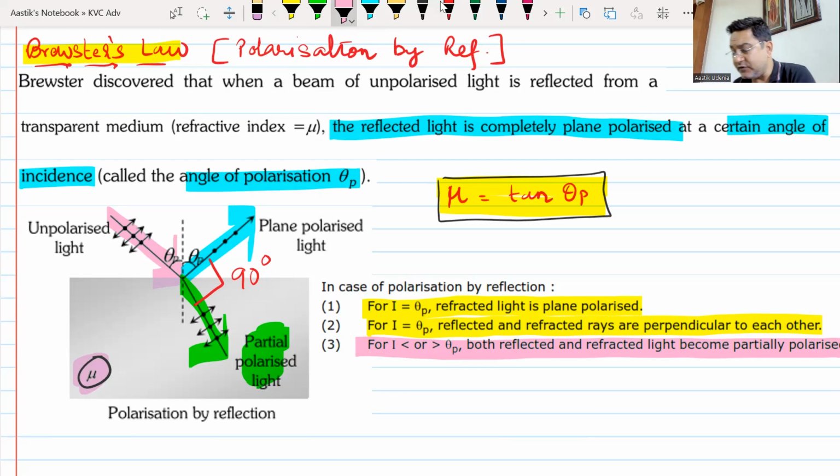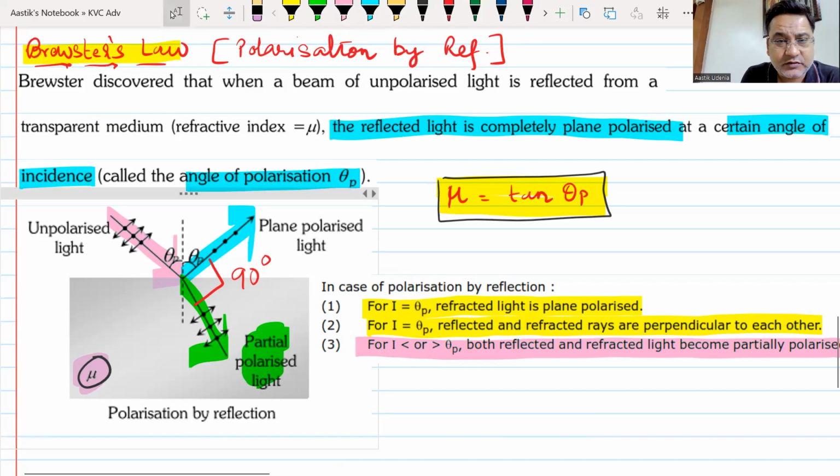So, what all things you need to remember about Brewster's law? Mu will be equal to tan of Brewster angle. Do we remember this? Yes. Second point, reflected and the refracted ray will be at 90 degrees. Do we understand this? Yes, sir. These are the two things that you must remember. I'll give you a minute to note this down.